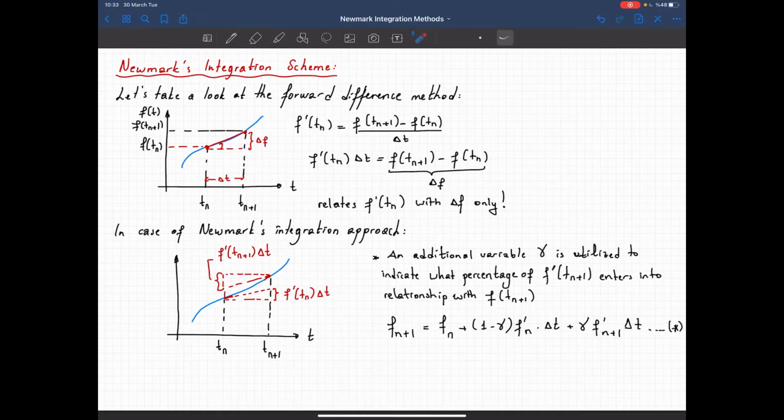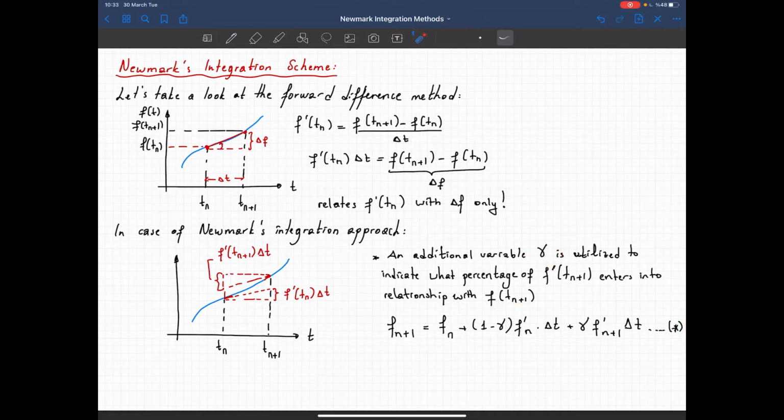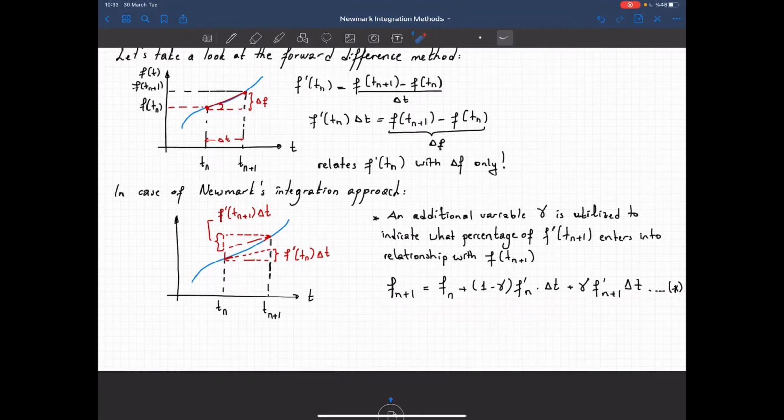So if we compare these two equations, this one and that one, f n plus 1 will be equal to f prime n multiplied by delta t. So the forward difference is equivalent to this expression when gamma is equal to 0. If we assign a value that's different than 0, then we use some part of this equation to obtain what f n plus 1 is. So that's the generalized form of that equation.